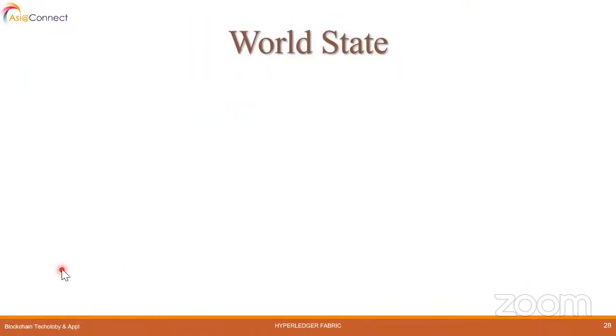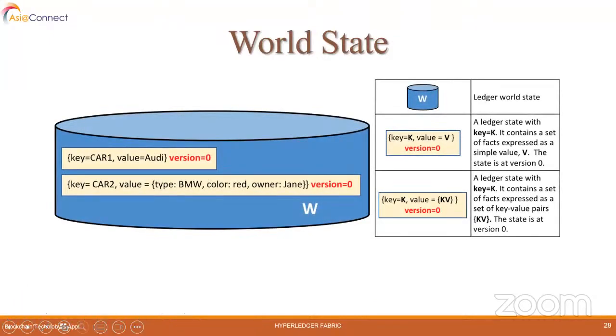So if I look at the world state, for example, key is equal to car, value is equal to Audi. This primary key here is car, and its value is Audi, version 0. So it is telling me a ledger state with key is equal to K. It contains a set of facts expressed as a simple value V. The state is version 0.